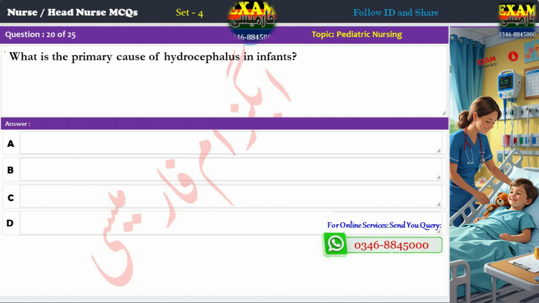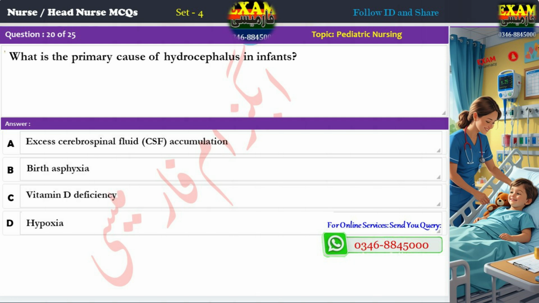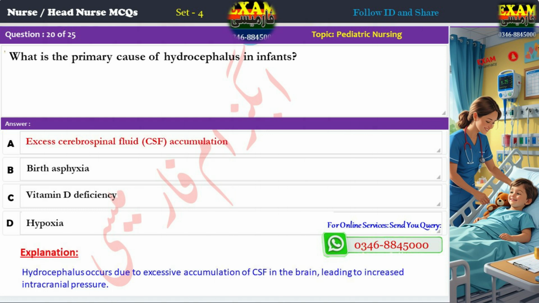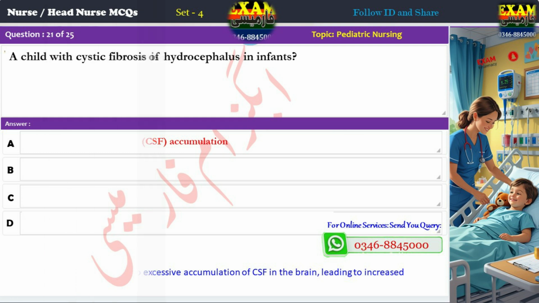Question 20. What is the primary cause of hydrocephalus in infants? A. Excess cerebrospinal fluid, CSF, accumulation. B. Birth asphyxia. C. Vitamin D deficiency. D. Hypoxia. Correct answer: A. Excess cerebrospinal fluid, CSF accumulation. Explanation: Hydrocephalus occurs due to excessive accumulation of CSF in the brain, leading to increased intracranial pressure.